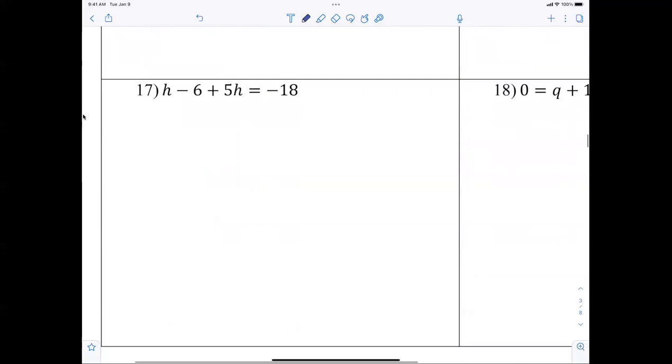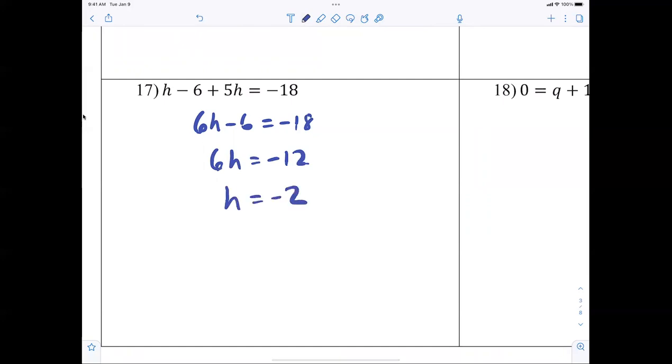Aiden, you're up. What am I doing first? Combining the 5H and H. Which is 6H, yep, and then before that you would write, okay, I'm with you. Now what? And then you would add the -6 to -18, making it -12, and then you would divide the 6H by -12 to make -2. You're exactly correct. Anybody have any issues with that?